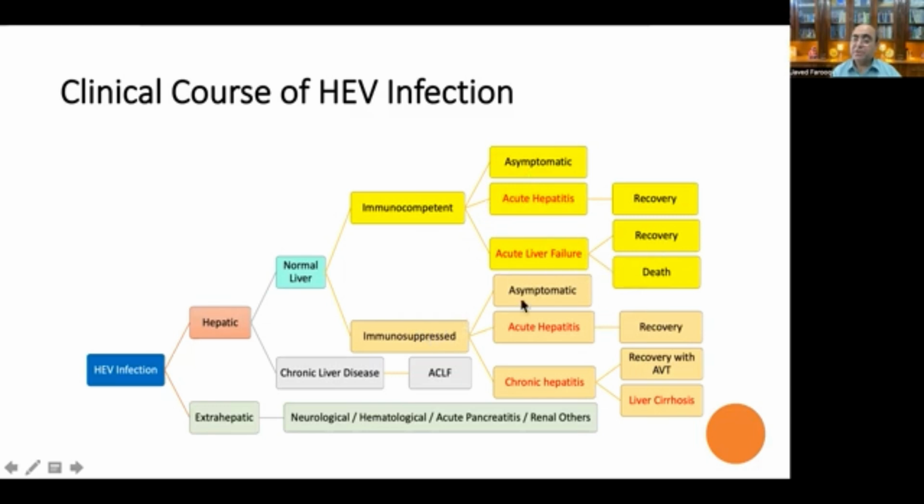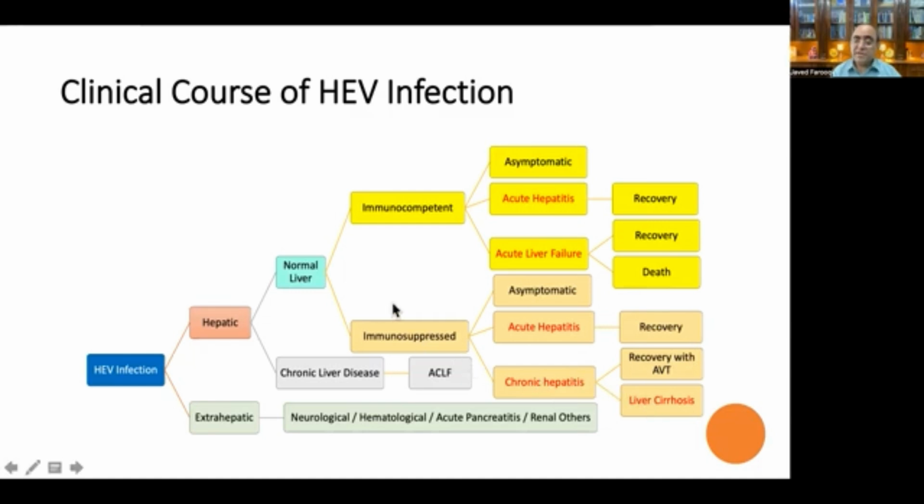While in immunosuppressed patients, most of these patients remain asymptomatic, but acute hepatitis may happen there, with recovery. And if it is genotype 3 and 4, then chronic hepatitis has been reported. They progress to chronic hepatitis, but they can recover with antiviral treatment, or they can proceed to liver cirrhosis.